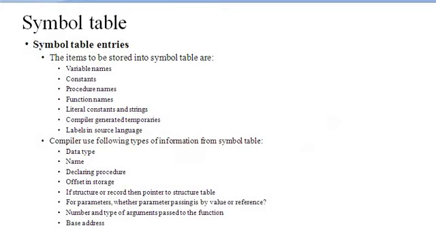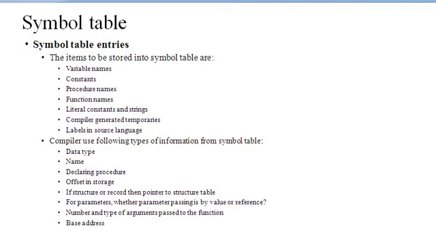Next is symbol table. What is symbol table? It's a data structure used by compiler to keep track of semantics of a variable. That means symbol table stores the information about scope and binding information about names.